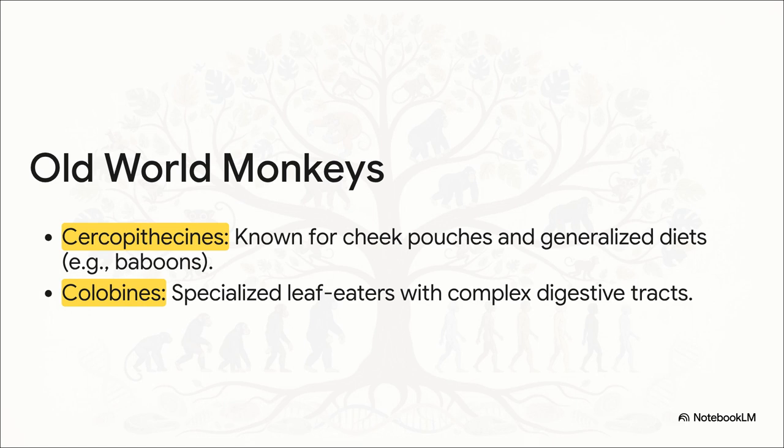Just for a second, let's look at the monkey side of that split. That superfamily, Cercopithecoidea, is divided into two main groups. You've got the Cercopithecines, like baboons, famous for their cheek pouches and a really generalized diet. And then you have the colobines, which are specialized leaf eaters with these incredibly complex digestive tracts.